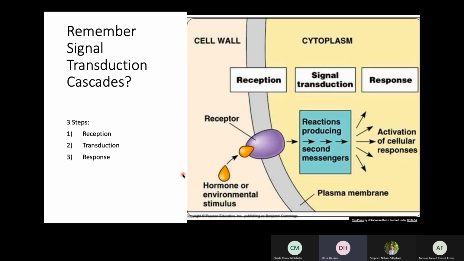So just as a refresher, though, remember that there were 3 steps for virtually every signal transduction cascade. So there is the reception, so that's actually getting the signal. That would be the signaling molecule, whether that's a hormone or something else, binding to the receptor, either on the cell wall, like we talked about last semester, or sometimes in the cytoplasm, which we'll talk about this evening. And then the second step is transduction.